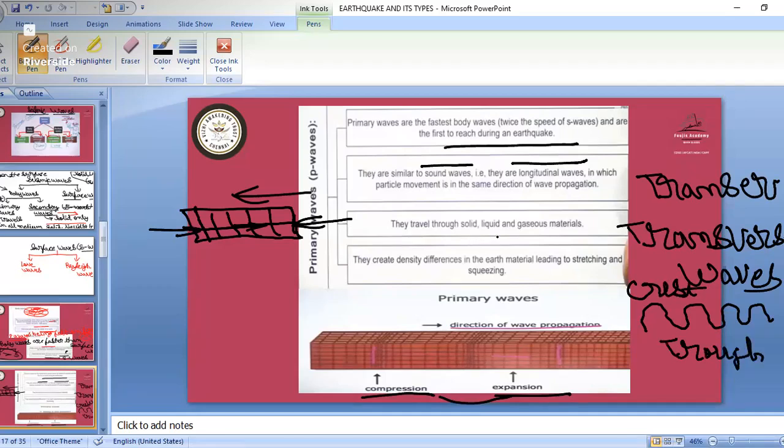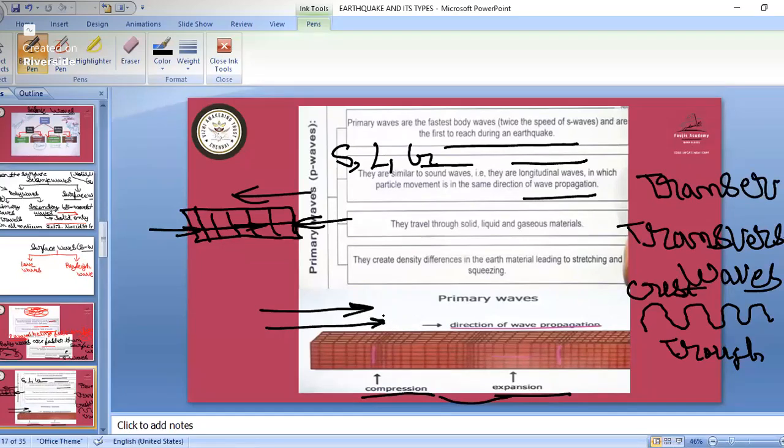So compression and expansion is what longitudinal waves are. The P wave is a longitudinal wave, and they are similar to sound waves. So by this, can you conclude that sound waves travel through all mediums, solid, liquid, and gas? In these, particle movement is in the same direction as the wave propagation. Suppose a particle is moving this side, the direction of propagation will also be this side.